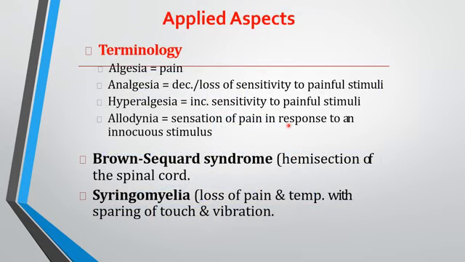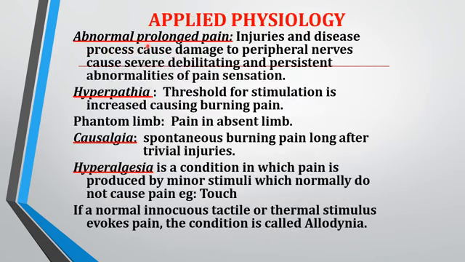And lastly, the applied aspects. Analgesia means decreased or lost sensitivity to pain. Hyperalgesia is increased sensitivity to a pain stimulus, and allodynia is the sensation of pain in response to an innocuous stimulus. Brown-Sequard syndrome is the hemisection of the spinal cord, and syringomyelia is loss of pain and temperature with sparing of touch and vibration. These two come under spinal cord transections, lesions of the spinal cord. We will see that in a separate class. So these are a few terminologies in applied physiology of pain sensation.